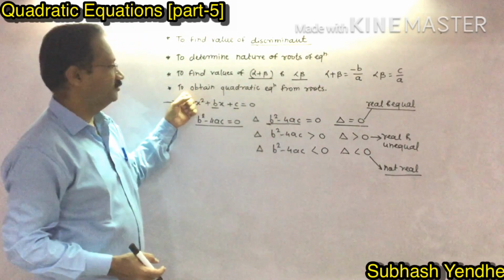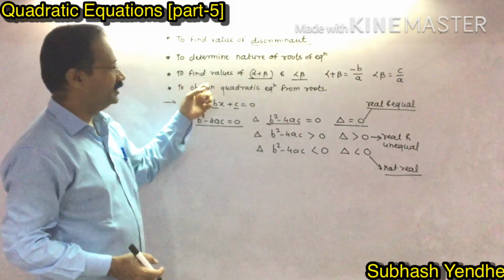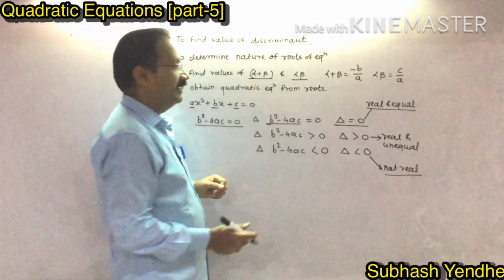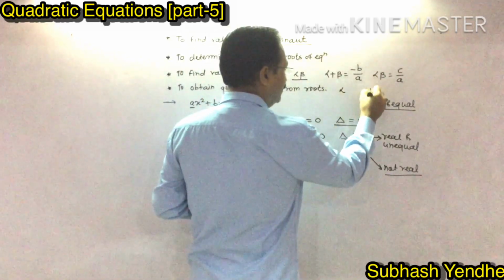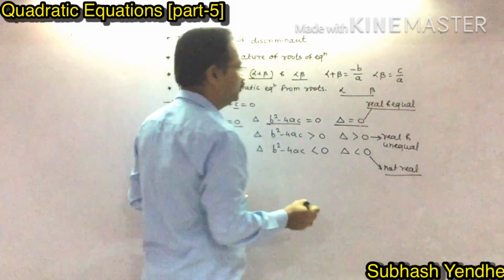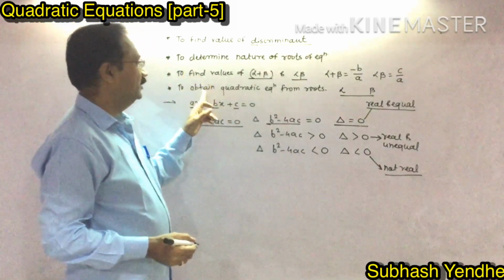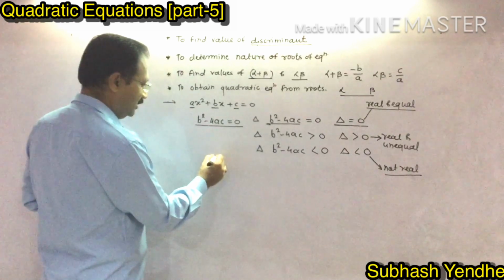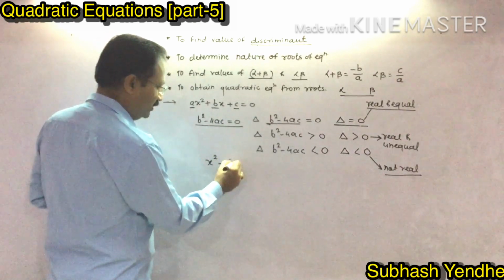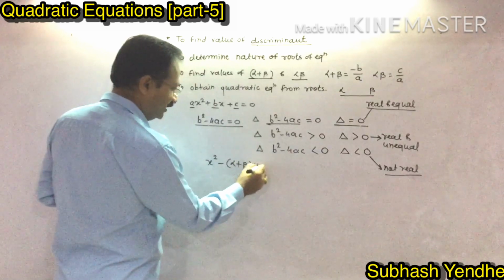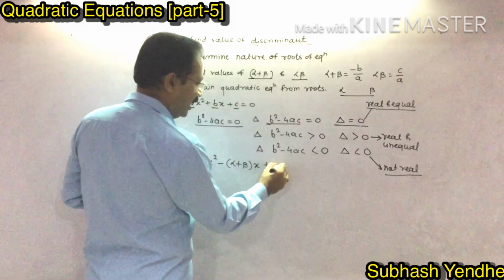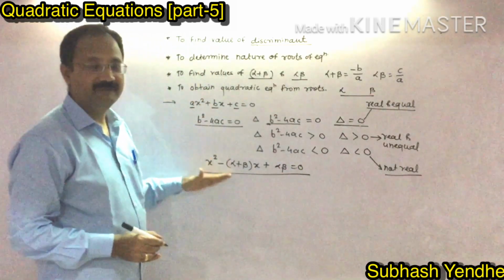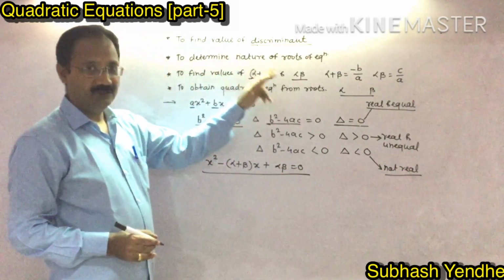Now the last part of this topic: to obtain the quadratic equation from the roots. They will give you the values of alpha and beta, and from that you have to find out the equation. So how can we find out the equation? It is very simple. X square minus (alpha plus beta) x plus alpha beta equals to 0. This is the equation from the roots.